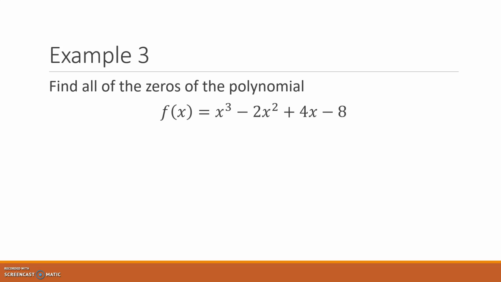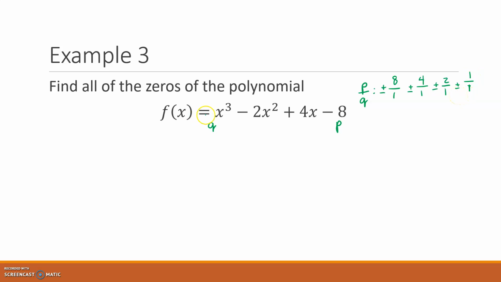All right, so start off by making a list of the possible rational roots for this polynomial. Here's our list of the possible zeros for the polynomial. Plus or minus 8 over 1, plus or minus 4 over 1, 2 over 1, and 1 over 1.